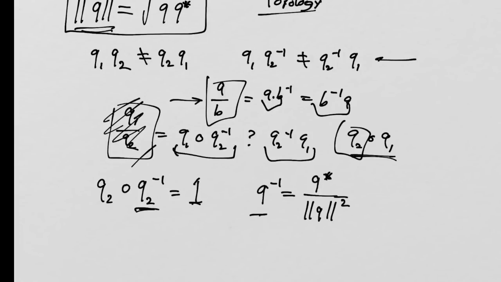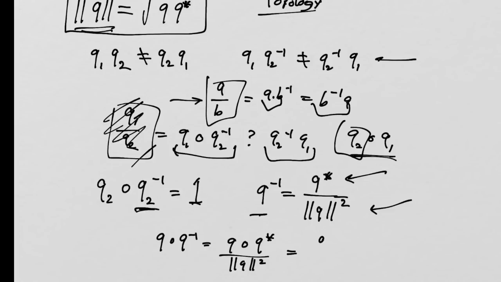The inverse of any quaternion is its conjugate divided by the square of its norm. So how would that work? Well, Q times Q inverse equals Q times Q star divided by the norm of Q squared. But Q times Q conjugate, we know that equals, by definition, the norm of Q squared. So it's the norm of Q squared over the norm of Q squared, which equals 1.